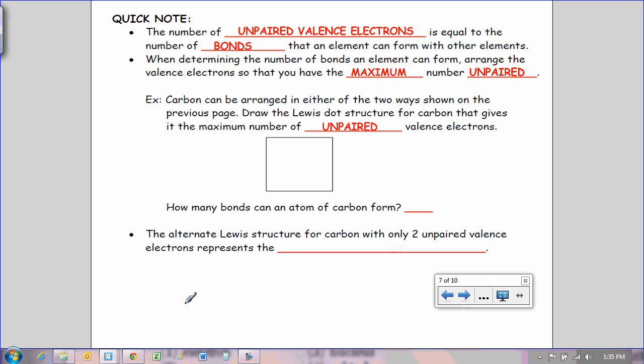So we're going to do carbon. Looking at our periodic table, carbon has 4 valence electrons. So we're going to maximize the unpaired. So in this case, we're not going to put the 2 together. We're going to just go ahead and throw them around at the 4 corners. How many bonds can an atom of carbon form? Well, it has 4 valence electrons, and the number of bonds it can form with another element is the number of unpaired valence electrons. So it has 4 unpaired valence electrons, so it can form 4 chemical bonds with other atoms. The alternate Lewis structure for carbon with only 2 unpaired valence electrons represents the lowest energy state of carbon. Okay.